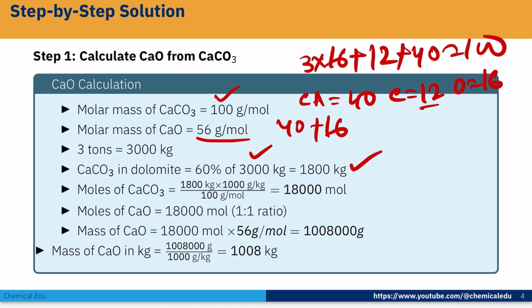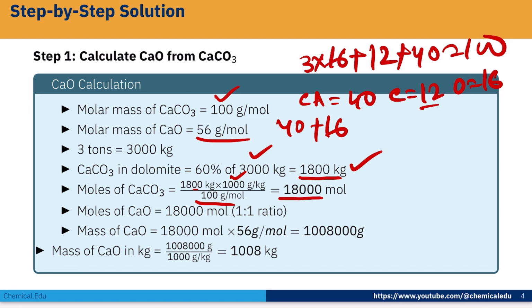From here we know the molar mass is 100 gram per mole. Now we have to convert 1800 kg to gram. So 1800 into 1000 divided by 100 gram per mole. So from here we got 18000 mole. So the moles of calcium carbonate present in the dolomite is 18000 mole.